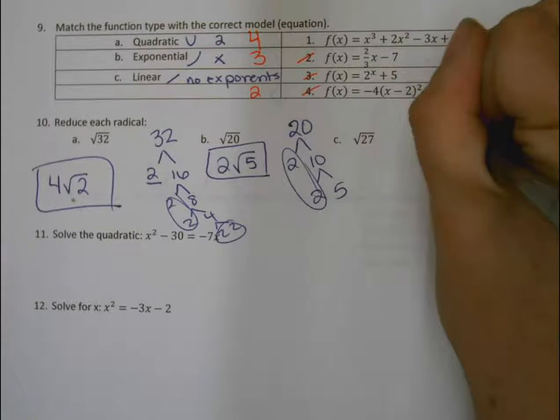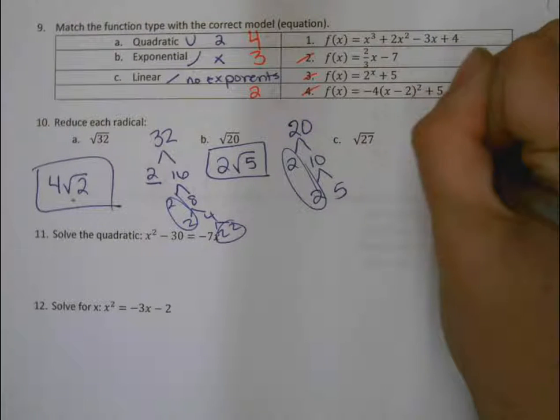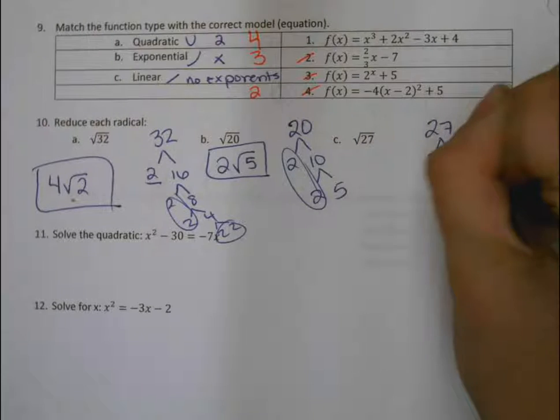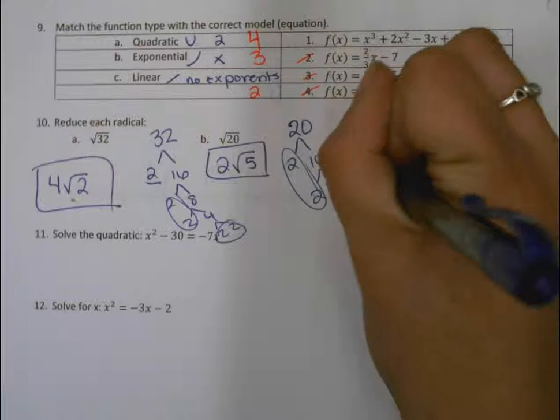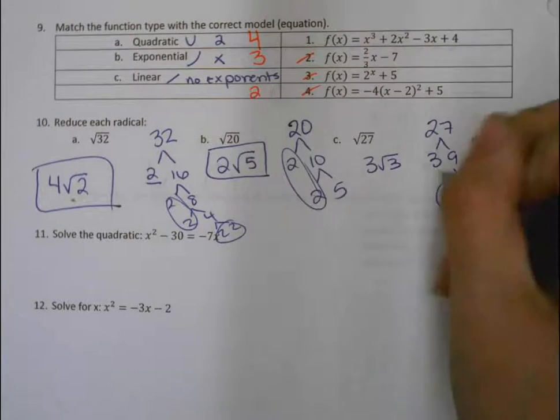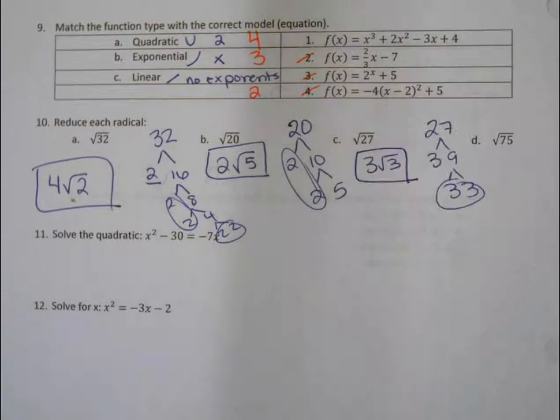Same thing for 27. I have 3 and 9. 3 and 3. I have a pair of 3's, so 3 goes outside, and I have another 3 that gets left over on the inside.